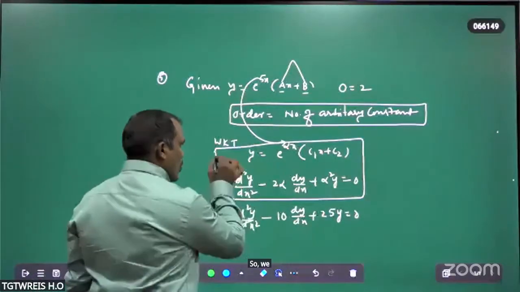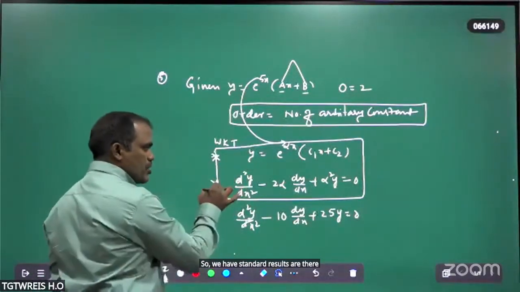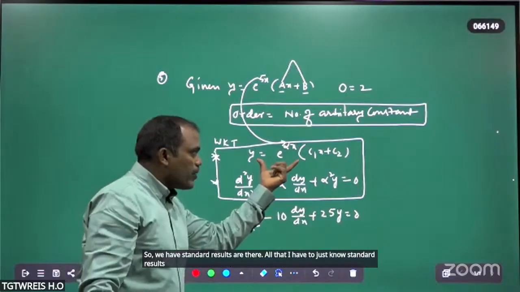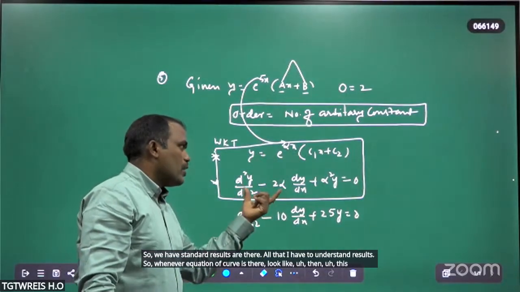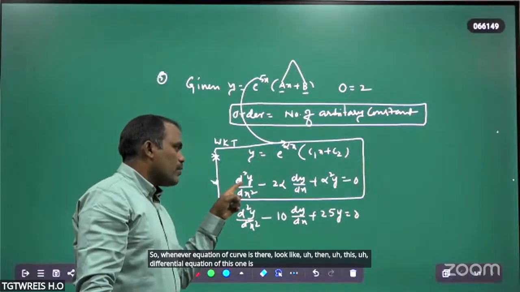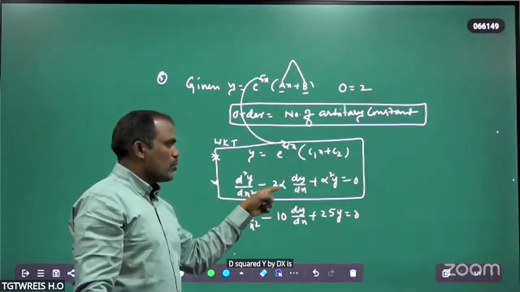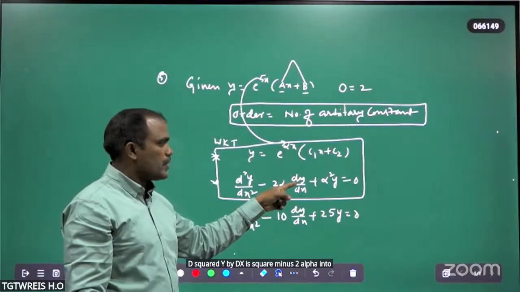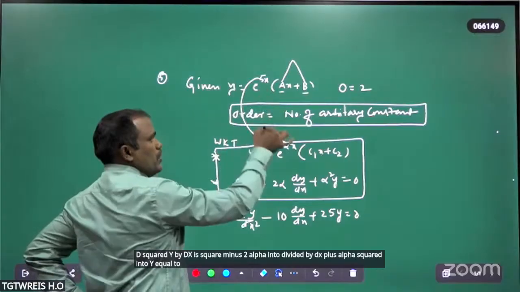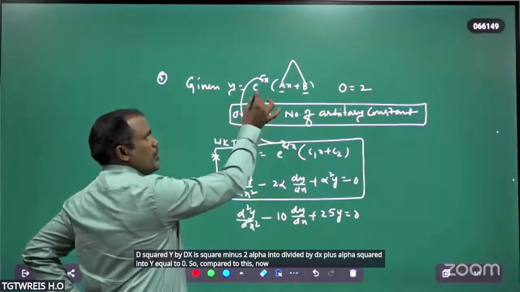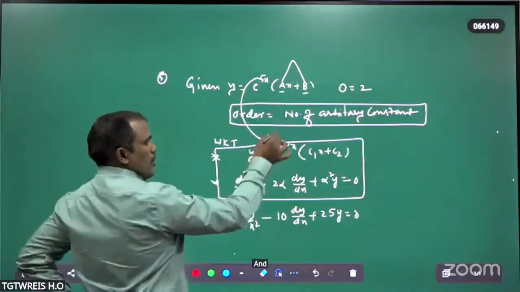So we have standard results. I have already told you the standard results just now. Whenever the equation of the curve looks like this, the differential equation is d square y by dx square minus 2 alpha into dy by dx plus alpha square into y equal to 0. Comparing with this, alpha here is 5.